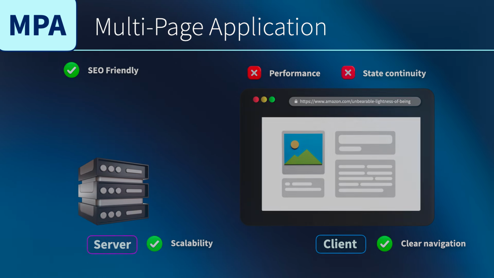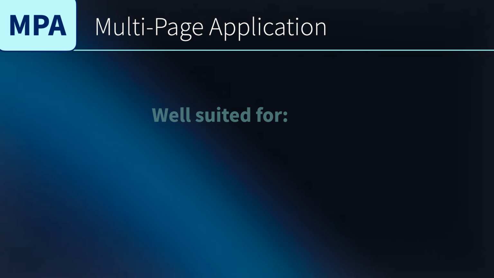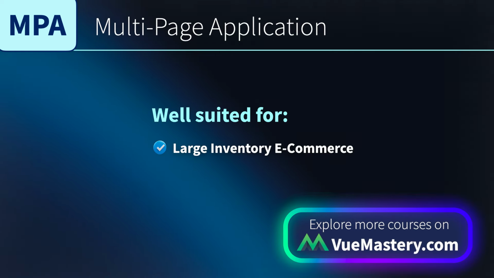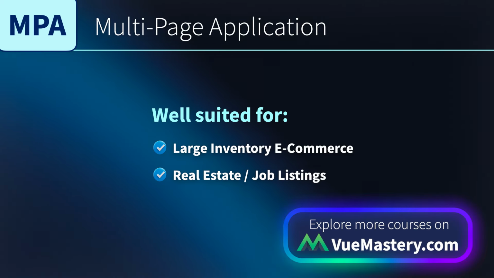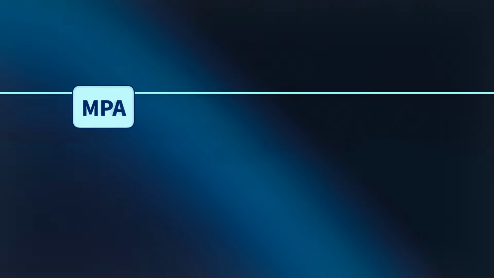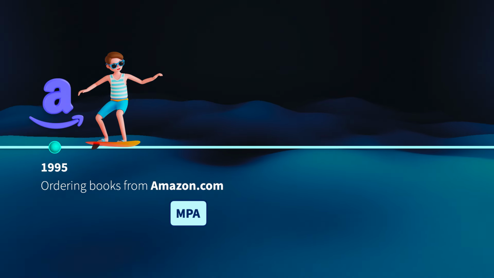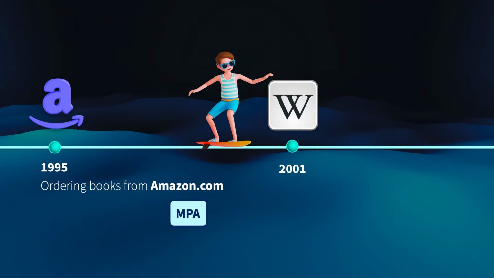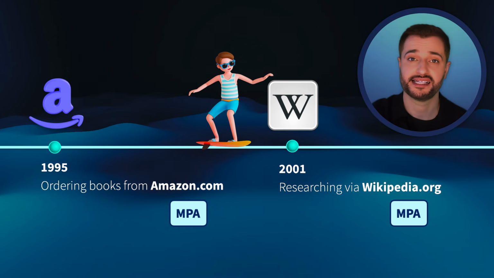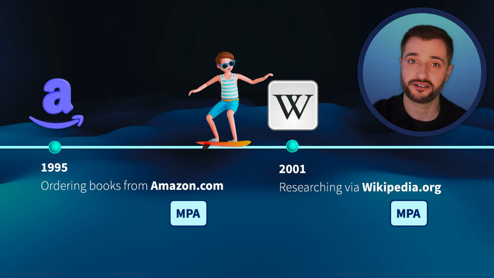With all of this in mind, some scenarios where an MPA might be well suited include large e-commerce sites with a wide inventory of products, real estate or job listing sites with different entry points that users might visit from, or maybe administrative sites that offer a wide range of services. There are many use cases for the MPA. Eventually, in 2001, Wikipedia was launched. This is a perfect example of an MPA. It has a dedicated page for every topic under the sun.